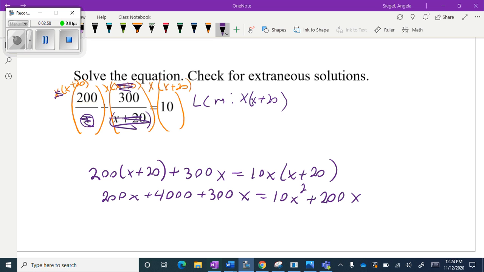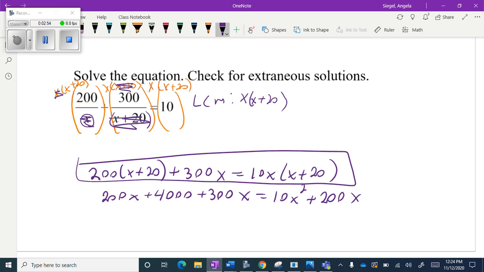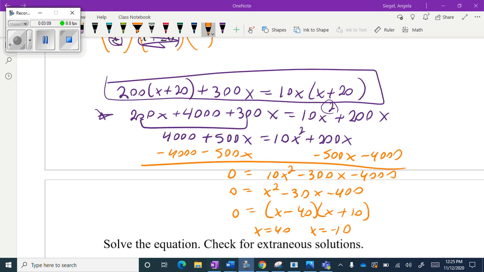Okay, so when you get done with doing all this, you should end up with this. So now I'm just going to simplify it. So my goal is to set everything equal to 0, and I'm probably going to have to factor because I have that x squared. So go ahead and see what you can do with that. Okay, so this is my work here, and we did have to factor it. And so we ended up with x equals 40 and x equals negative 10.